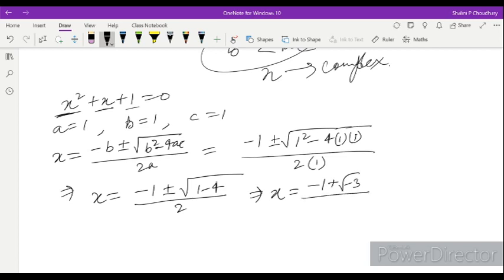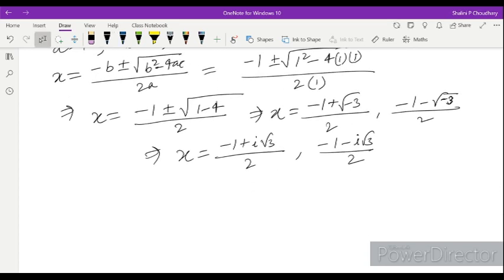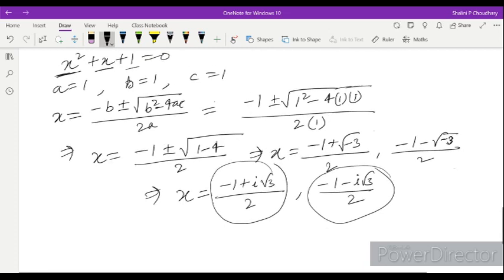Okay, it means the value of x will be minus 1 plus square root of minus 3 divided by 2, and minus 1 minus square root of minus 3 divided by 2. Okay, it means x will be equal to minus 1 plus i root 3 divided by 2 and minus 1 minus i root 3 divided by 2. So these are the two values of x, the two roots of x. These are the two roots of this equation.